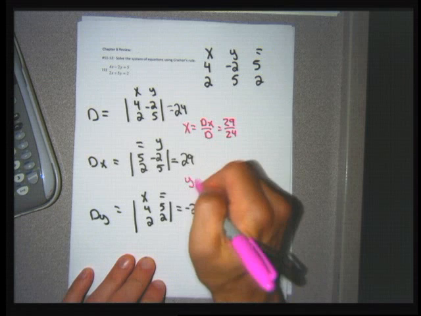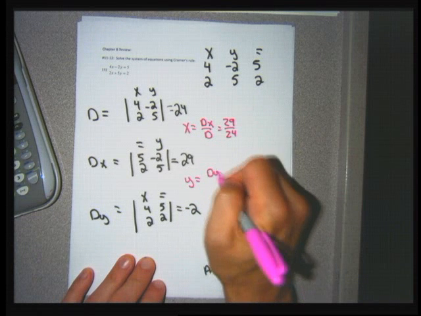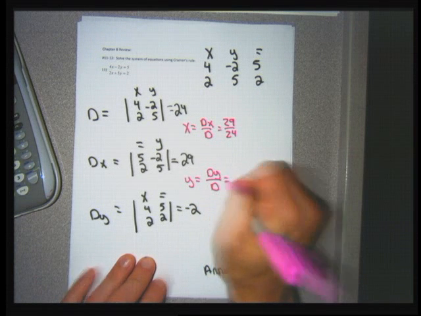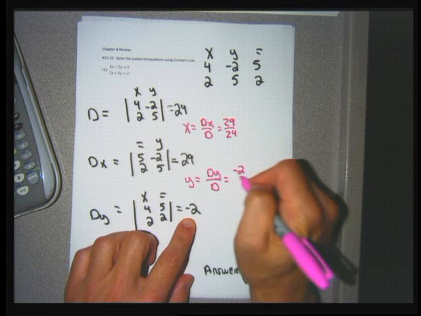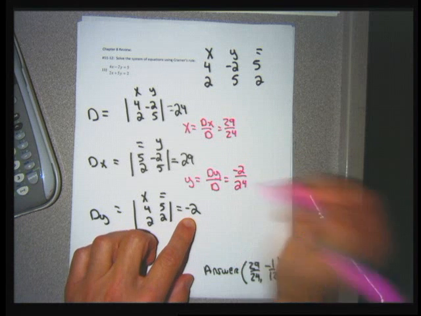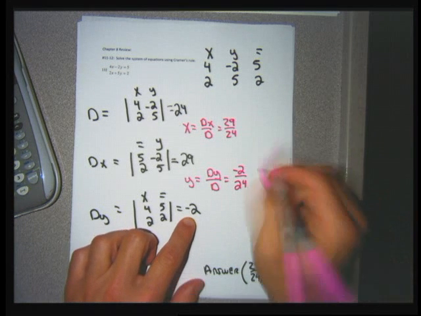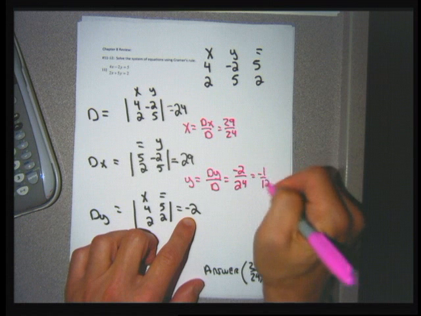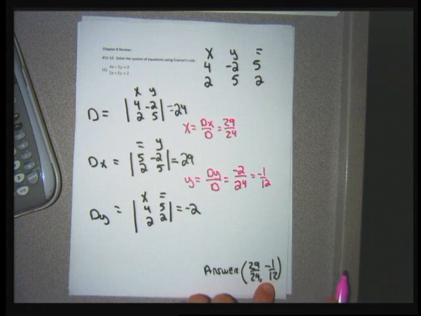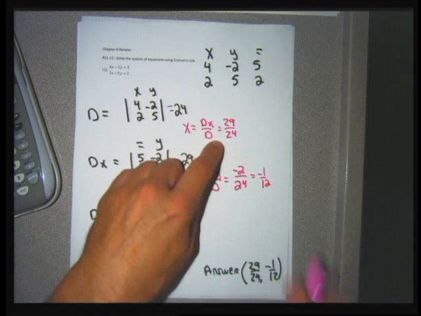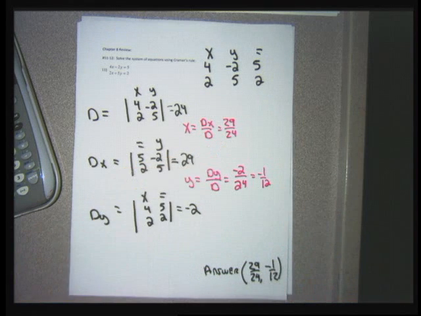The y answer is the D sub y number divided by the D number. The D sub y number is negative 2. The D number is 24. That fraction reduces by 2 to negative 1 over 12. And that's why my calculator came up with 29 over 24 for x, negative 1 over 12 for y. And that's the perfect answer for that problem.